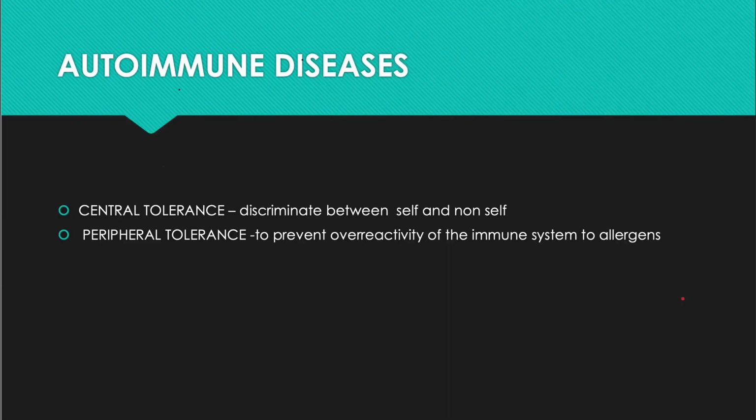Now, let's move on to autoimmune diseases. Before that, I want to talk about central tolerance and peripheral tolerance. So, what is central tolerance? It is the mechanism by which T cells and B cells discriminate between self and non-self antigens, while peripheral tolerance is when T cells and B cells are prevented from overreacting to allergens.